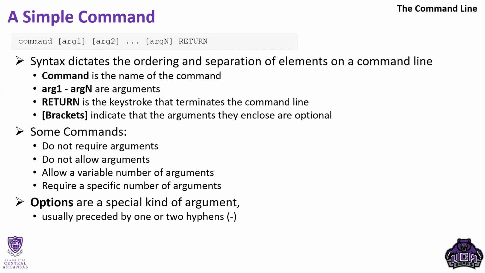One of the things we need to understand is some commands will require arguments. Some do not have any arguments whatsoever. Some will have a variable amount of arguments. So you can think of our tar command. It requires more than one argument for it to actually work. So it just depends on the command. And of course, most of those options are separated with a single hyphen.